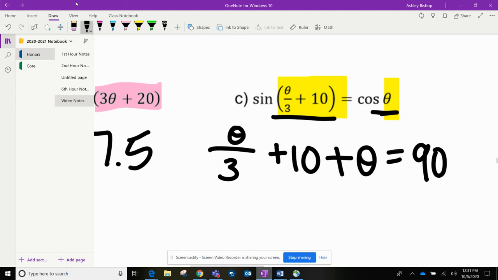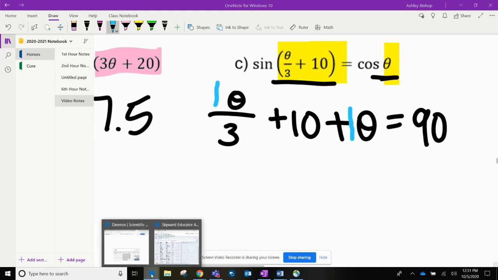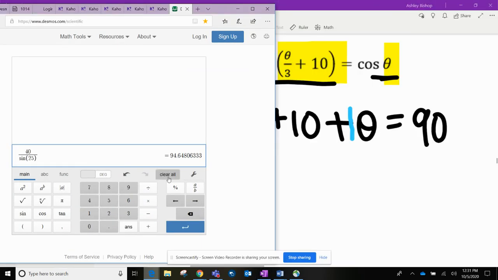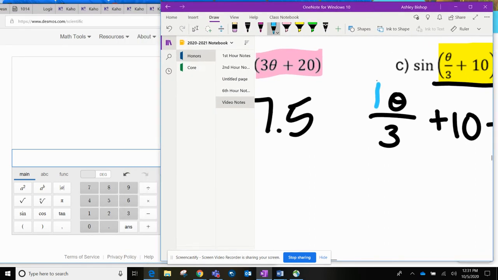And just treat your thetas like they're unknowns. Theta over 3, I can rewrite that as 1/3 theta. 1/3 theta plus 1 theta. Well, let's do that in my calculator. 1/3 theta, which I'm not going to do. I'll just add the thetas at the end. I'm putting this in my calculator.